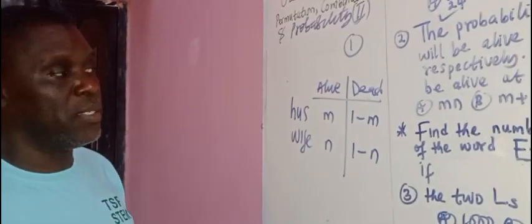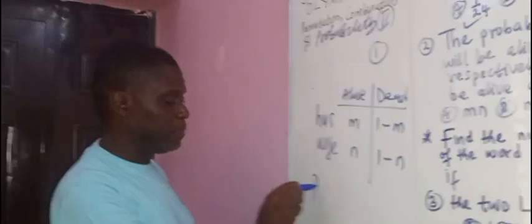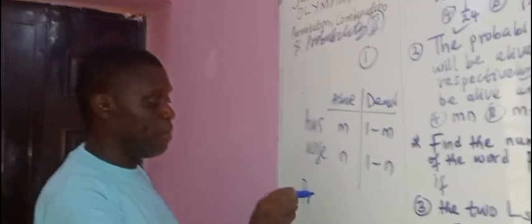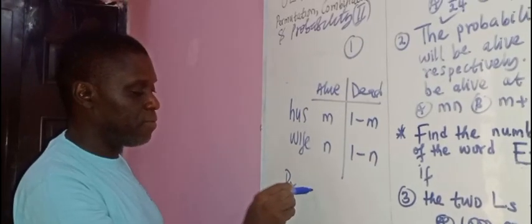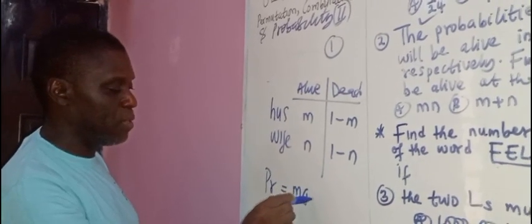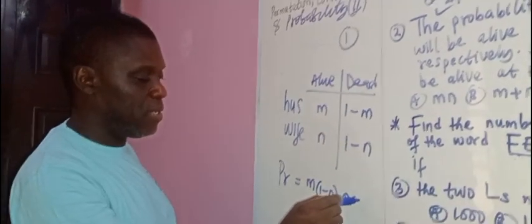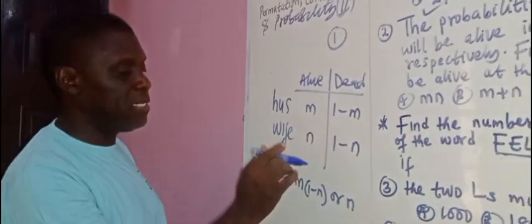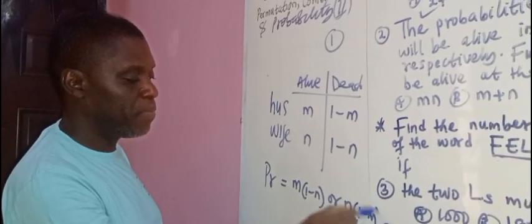Is that clear? Okay. Now, find that only one of them will be alive at that time, in 20 years' time. Only one of them. So look at probability. Only one of them will be alive. This is interpretation. Let's say the husband is alive. Then the wife will not be alive: 1 minus N. Or let's say the wife is alive. Then the husband, the second person, will not be alive: 1 minus M. Those are the 2 things.